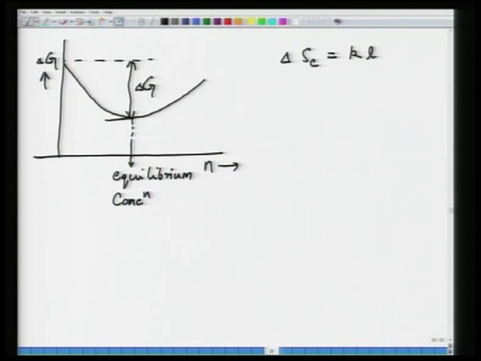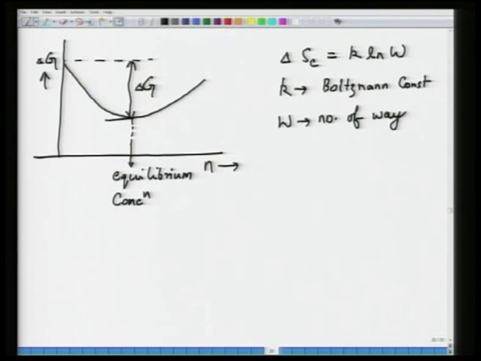So, let us do that. To do that, first we need to work out the change in entropy. The change in entropy, delta Sc, can be written as k ln W, where k is nothing but your Boltzmann constant and W is nothing but the number of ways in which defects can be arranged inside the solid on these lattice sites.